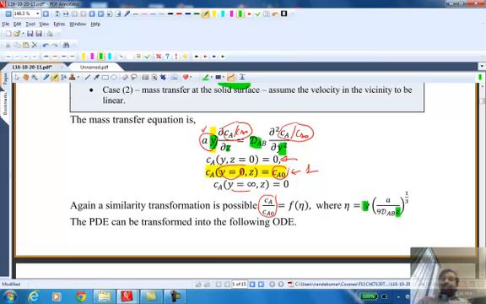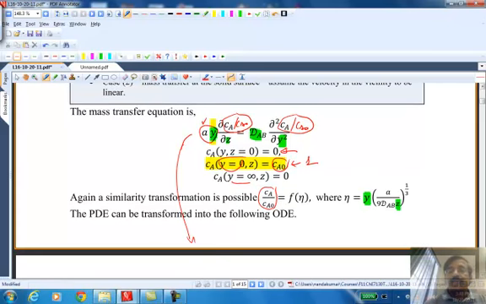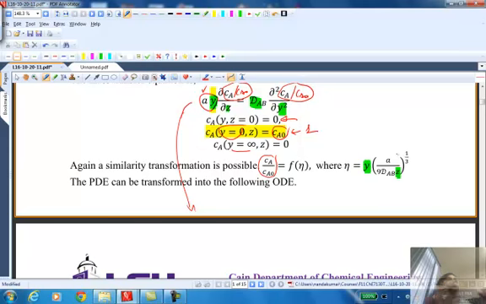Now, we have combined two independent variables. What are those independent variables? y and z. y divided by z to the power 1/3. That is a combination that is going to make this equation into an ordinary differential equation that you see later on. Okay, but a and D_AB are there just to make it dimensionally consistent.